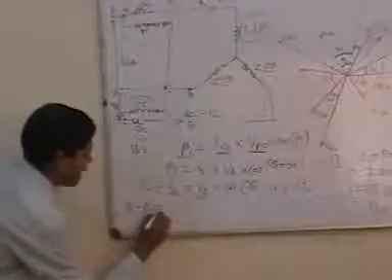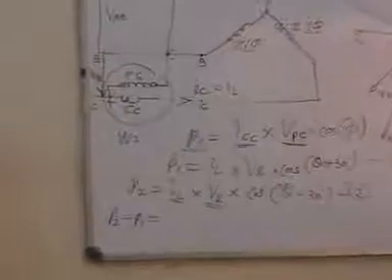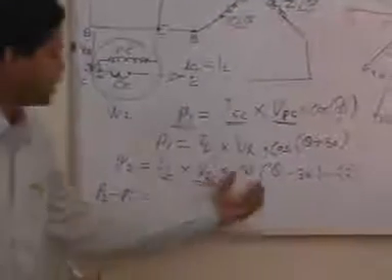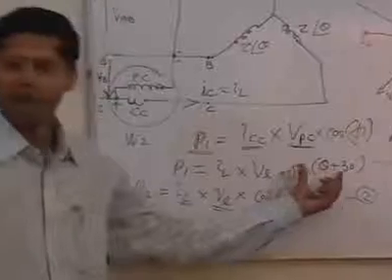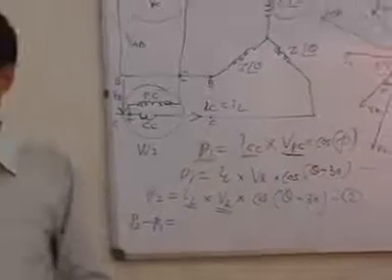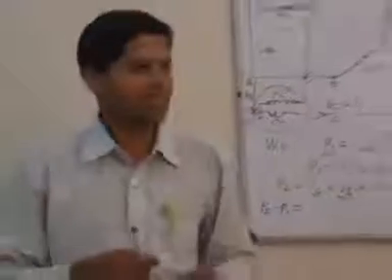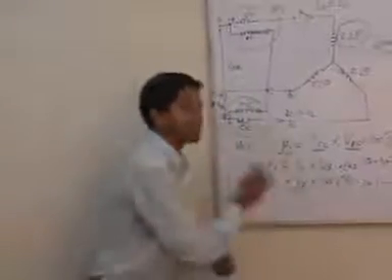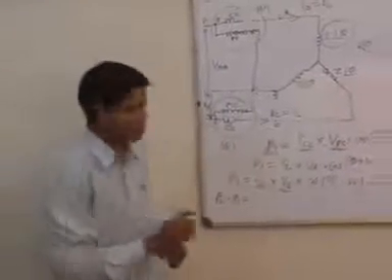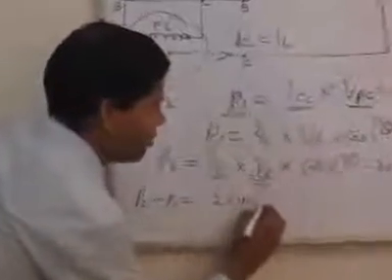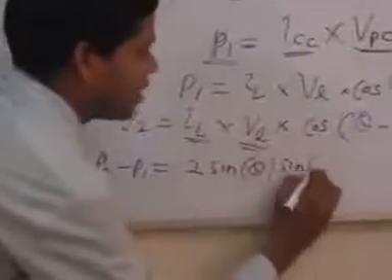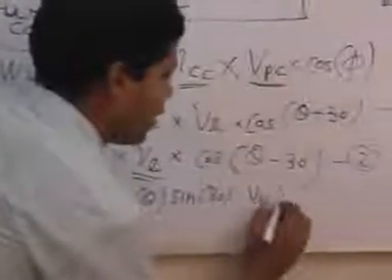Now one more thing: P2 minus P1, let's do that. Again cos A minus B, minus cos A plus B. The cos term will cancel and the sin term will remain. 2 sin A sin B will remain. So that means 2 times sin theta into sin 30, into VL IL, which is common.